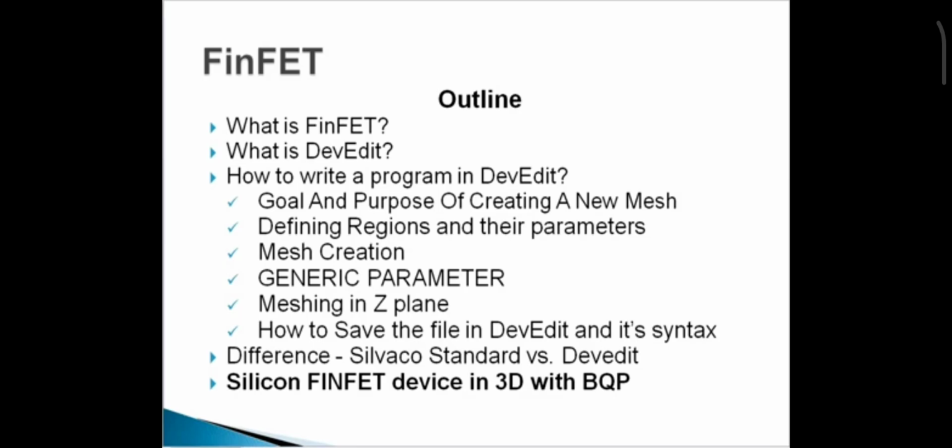To write a program in DevEdit, you must know about the goal and purpose of creating a new mesh, defining region and their parameter, mesh creation, generic parameter, meshing in Z-plane, how to save the file in DevEdit and its syntax, difference between Silvaco standard and DevEdit, and the last one, silicon FinFET device in 3D with BQP model. To draw the 3D structure of FinFET, you must know about DevEdit, how to write a program in DevEdit.